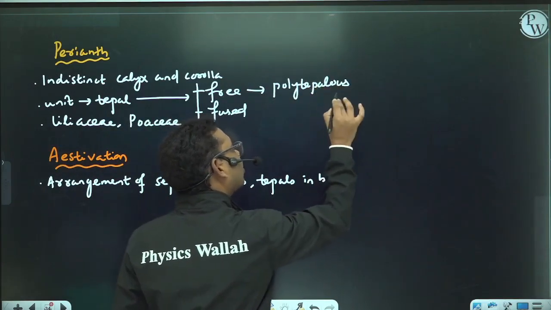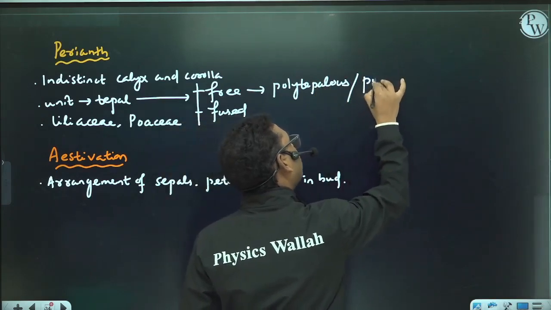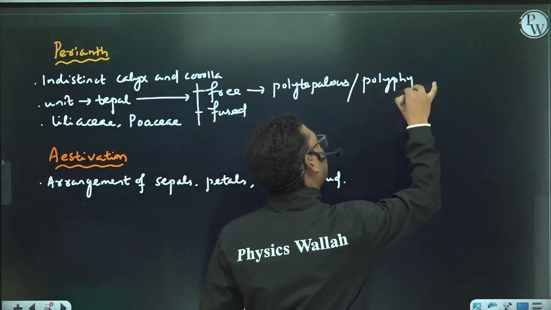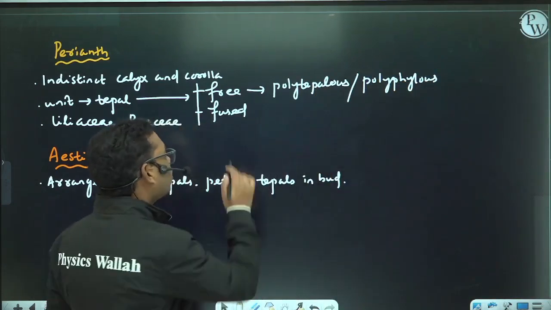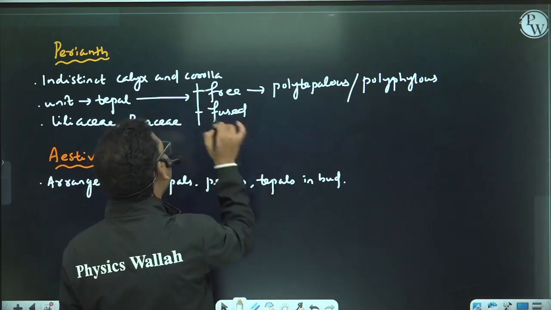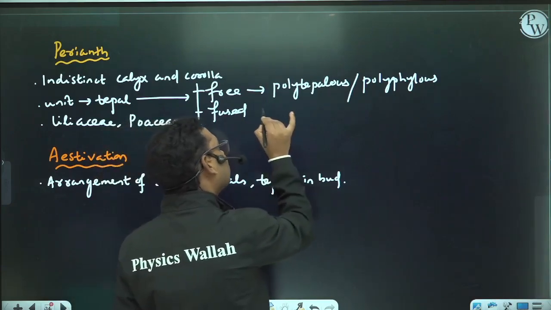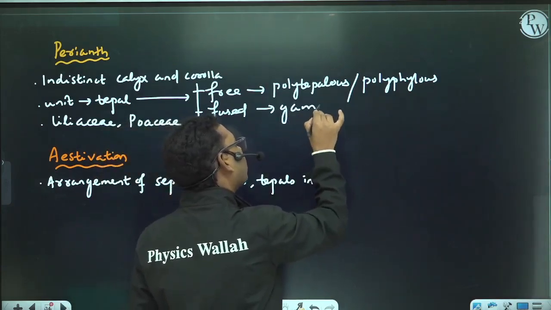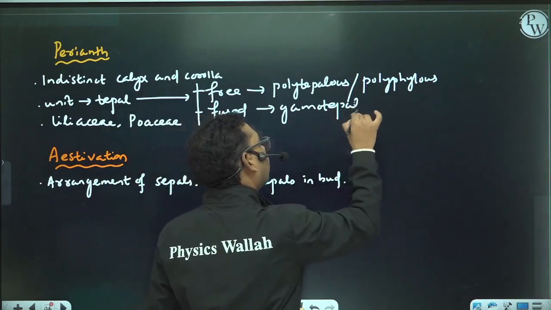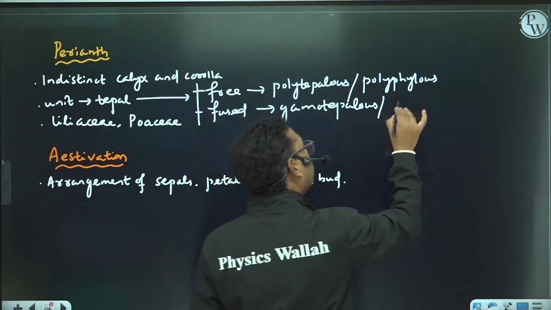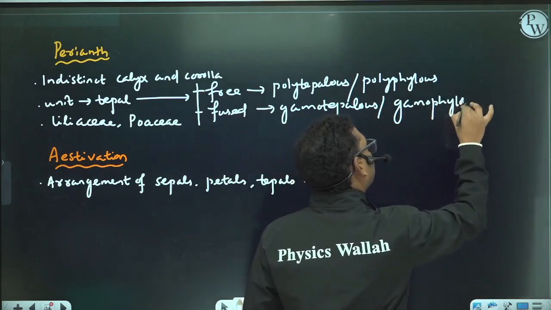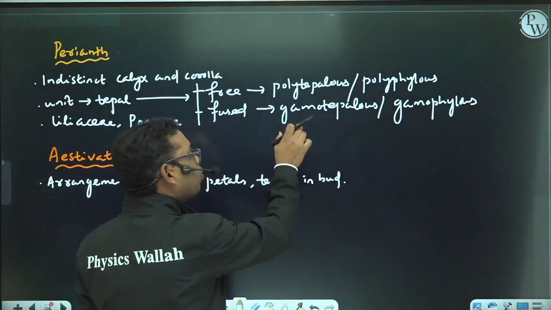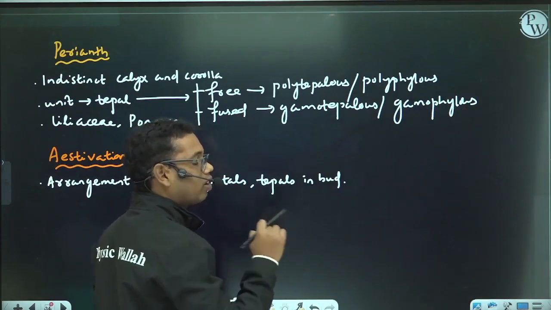Okay, and this polytepalous condition is also known as polyphylous condition. What do you call that condition? Polyphylous condition. Whereas when the tepals are fused with each other, that condition is called gamotepalous condition, or gamophylous condition.